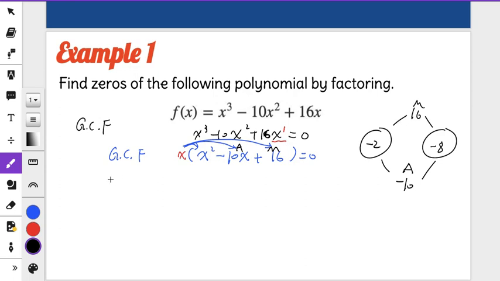So let's see, how do we continue to write this down? What I'm going to do is copy down x here, and then I'm going to use the AC method to break down the rest.